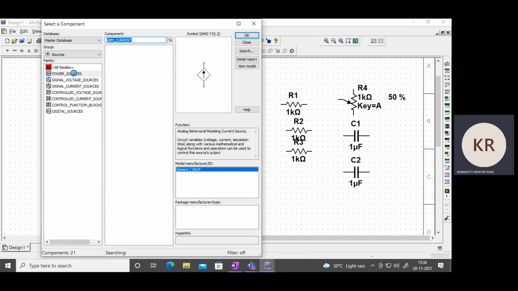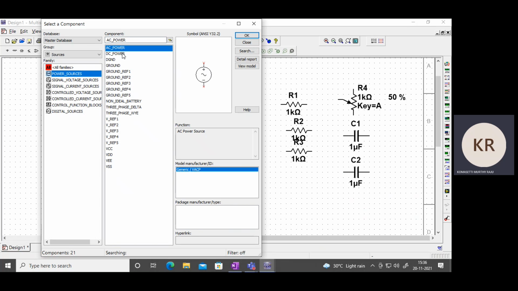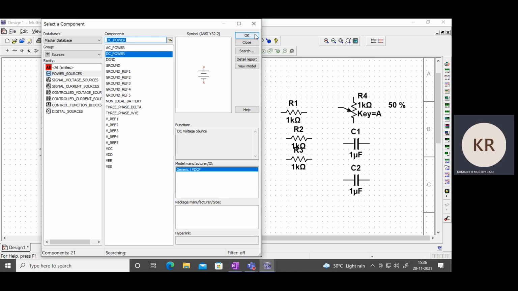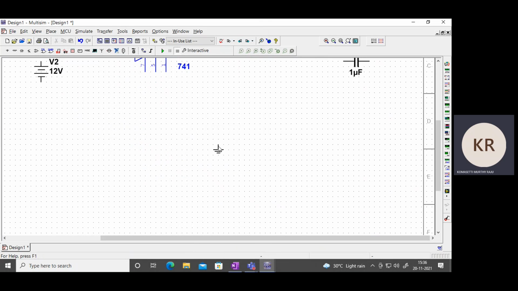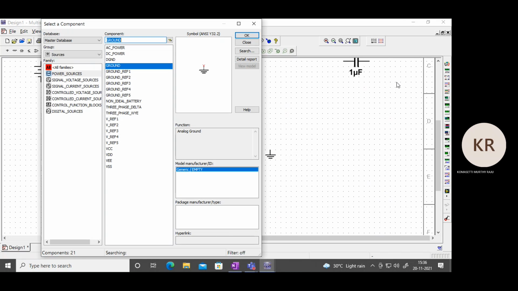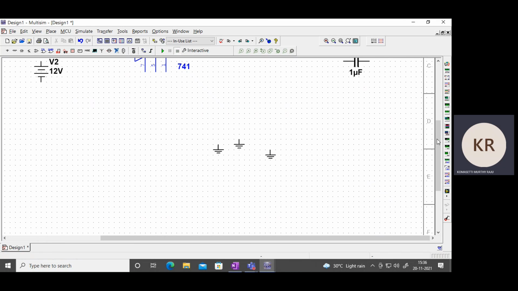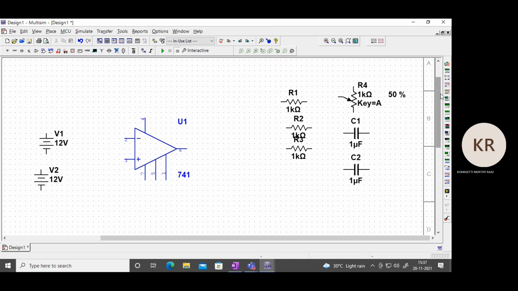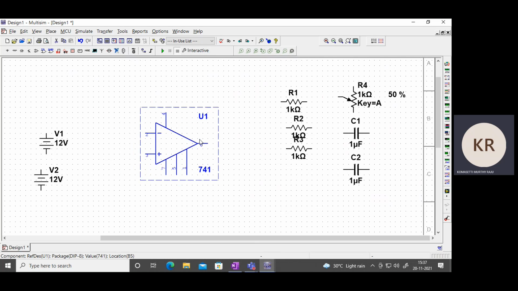One more important thing is that we will require a power source. Click on the power source. 2 power sources. DC power source placed here. Another DC power source. And the ground will also be required for connectivity. Generally place 3 grounds here. Okay, close. Once all the elements are placed on the screen, now I will concentrate on connectivity.